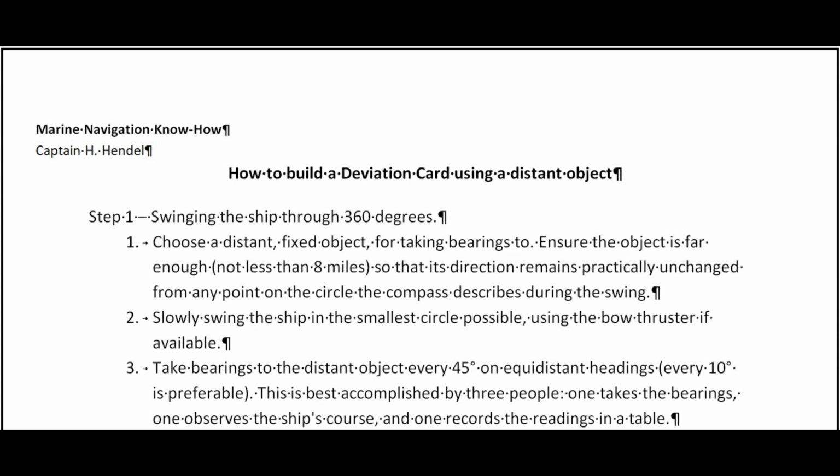Take bearings to the distant object every 45 degrees on equidistant headings. Every 10 degrees is preferable. This is best accomplished by 3 people. One takes the bearings, one observes the ship's course, and one records the readings in a table.